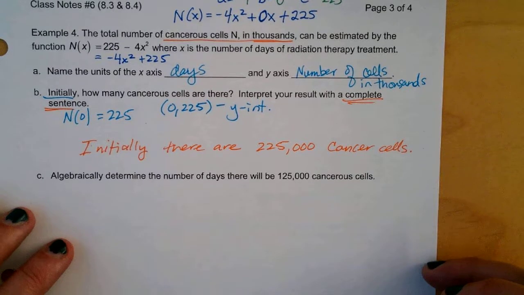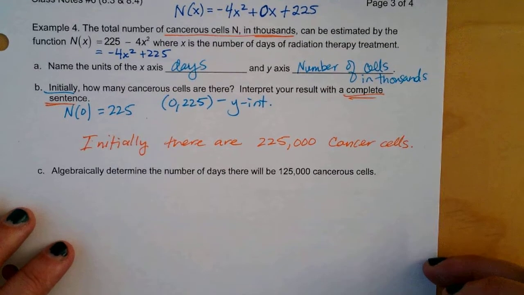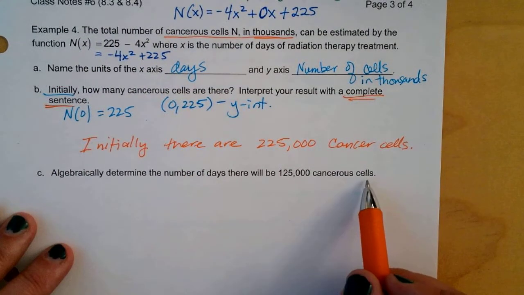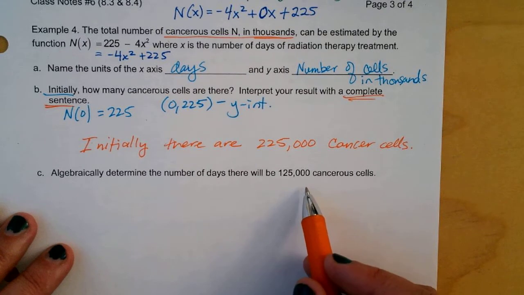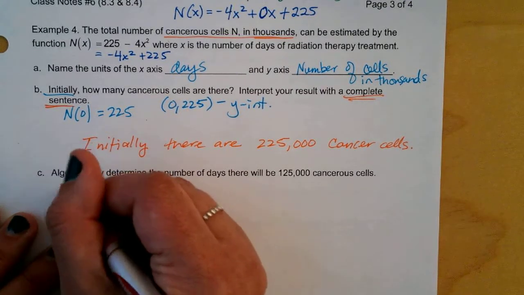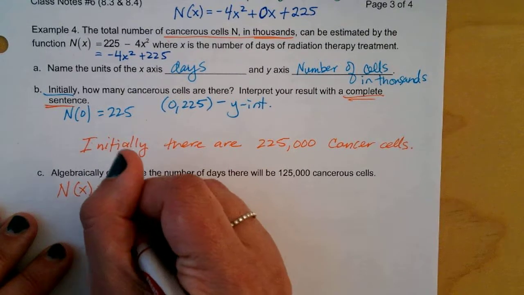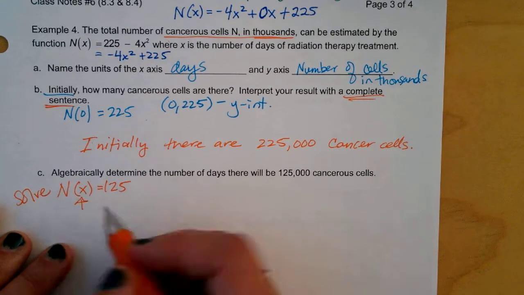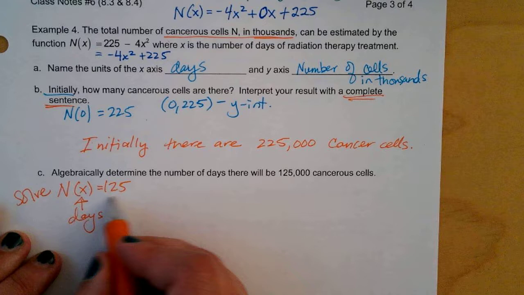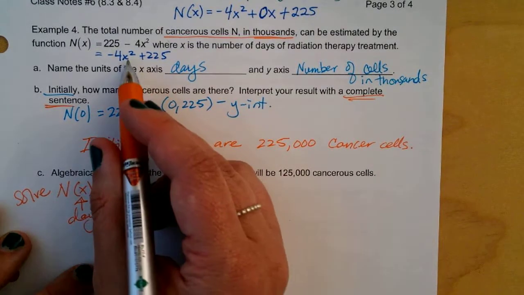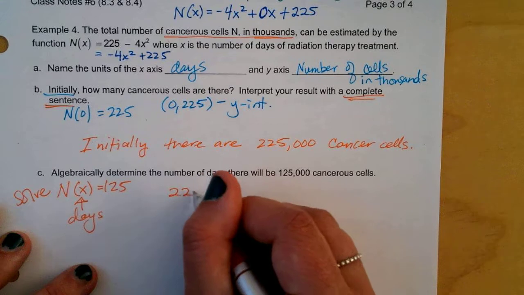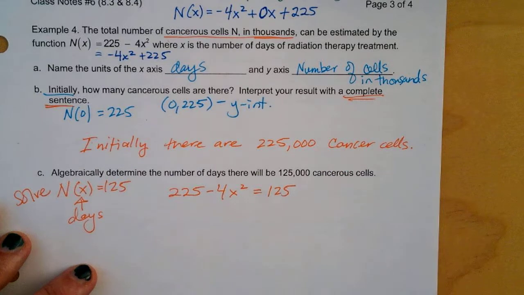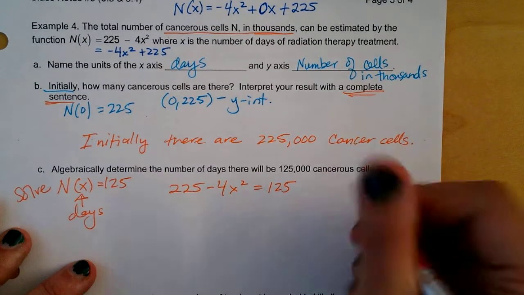Algebraically determine the number of days there will be 125,000 cancerous cells. So remember that this function is already in thousands. So what am I going to do to solve this? This is algebraically determined. Basically, they want to know n of x equals 125. We don't know the number of days, so we're going to try and find out how many days. We have 125 left. So if we take the original equation, 225 minus 4x squared, and we set it equal to 125, now we're going to solve for x.